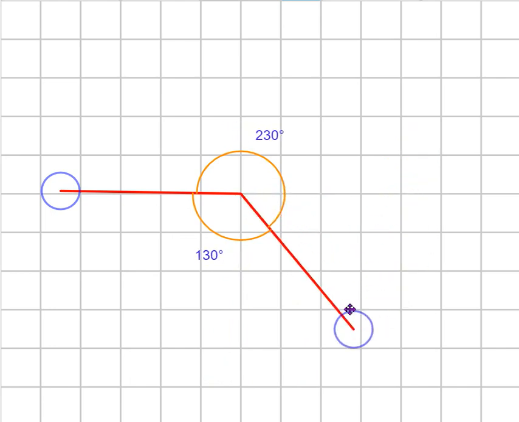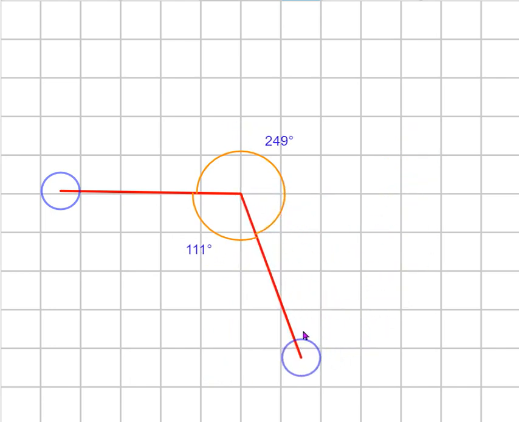So if I had a reflex angle of, let's say, 250, 360 take 250. If you put that into a calculator, you'll get your 110.